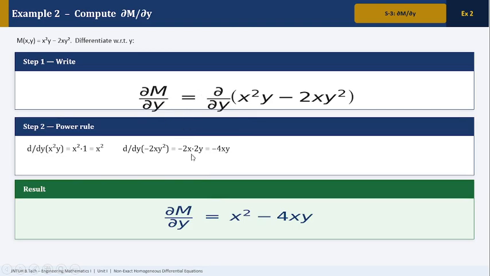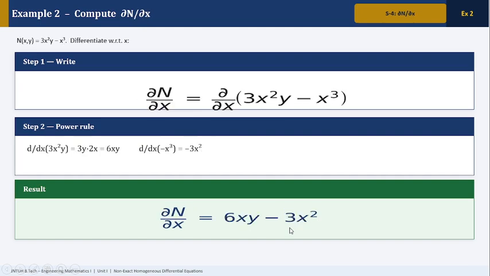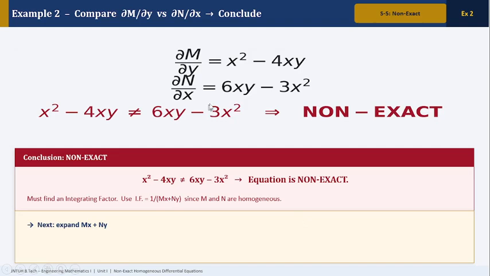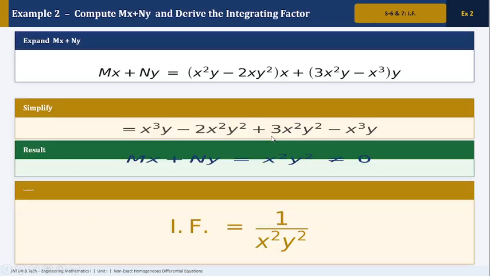Dou M by dou y equals x squared minus 4xy. Dou N by dou x is 3xy minus 3x squared. Both are not equal, so this is a non-exact equation. Now compute the integrating factor formula 1 by Mx plus Ny. For that we compute Mx plus Ny, which is x squared y squared. So the integrating factor equals 1 by x squared y squared.